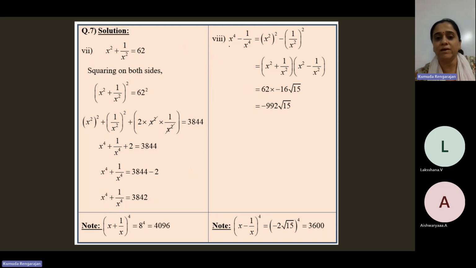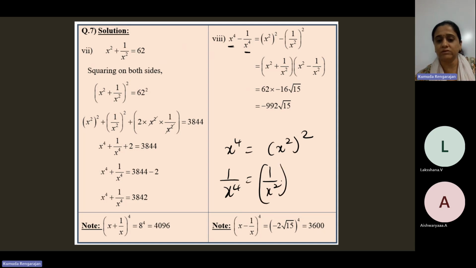And finally, x to the power 4 minus 1 by x to the power 4. So this is like a squared minus b squared. x to the power 4 is nothing but x squared the whole square, and 1 by x to the power 4 is nothing but 1 by x squared the whole square. So this expression can be written as x squared the whole square minus 1 by x squared the whole square. So a square minus b square.